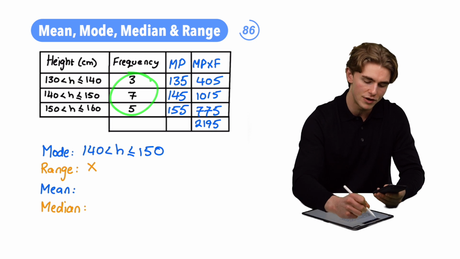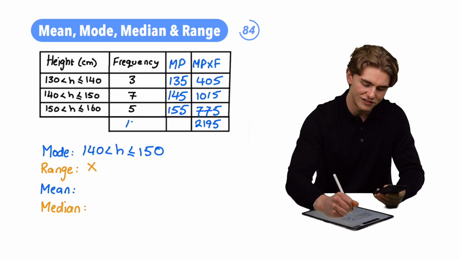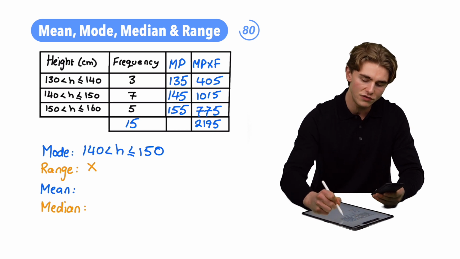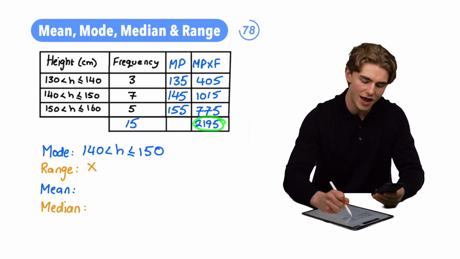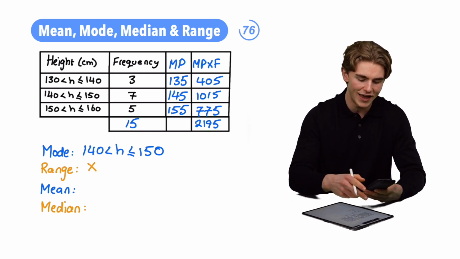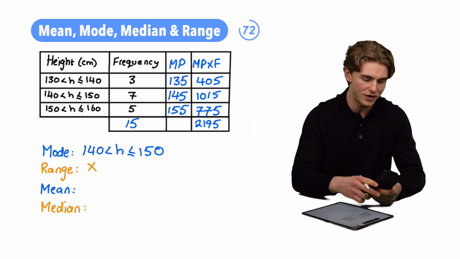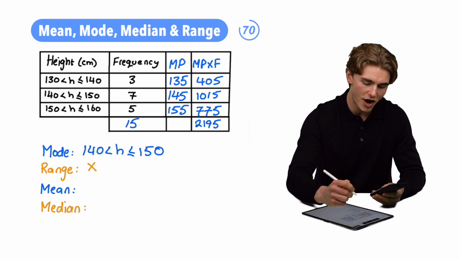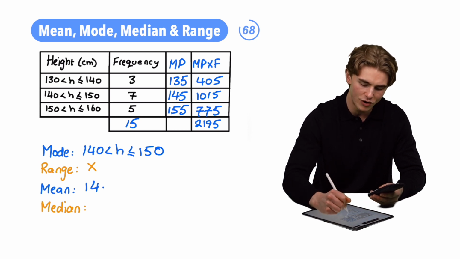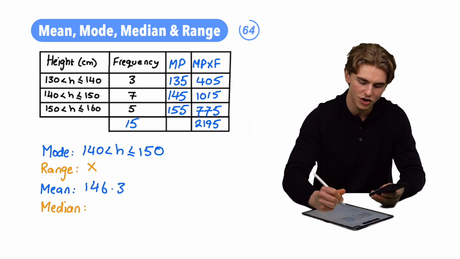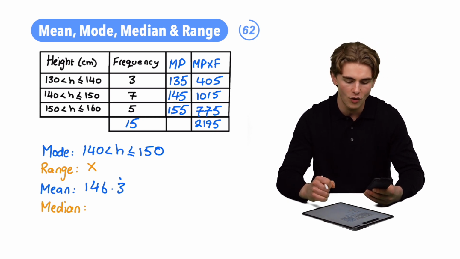Next step, guys, we need to find our total frequency by adding together each of the numbers in this column. 3 plus 7 is 10, plus 5 is 15, so our total frequency is 15. Final step, guys, is to do our total of our midpoint times our frequency divided by our total frequency. We're going to get 2195 divided by 15. Again, not going to do that one in my head. We're going to get 146.3 recurring as our answer. So that's going to be our estimate for our mean height.